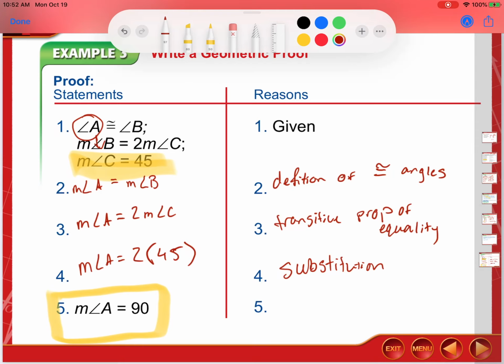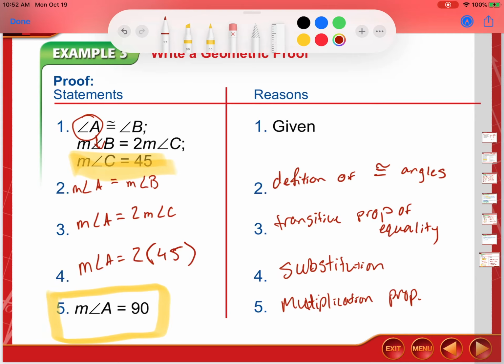Now what the book wants you to say here is substitution as well, since you're substituting the values. Me personally, I would say the multiplication property. Both are correct. You could also say the substitution property. Both of those are accepted. I mean, there's a lot of different ways you could say it. So really any of those are acceptable.